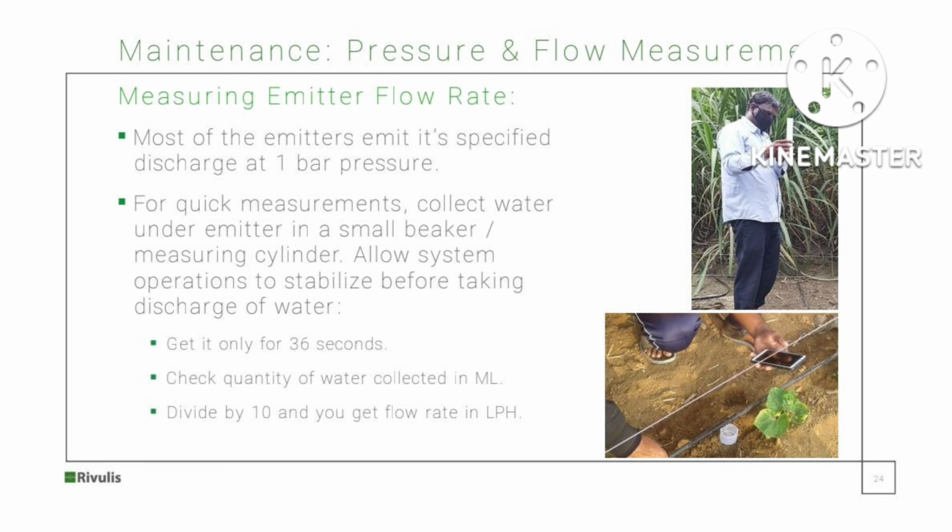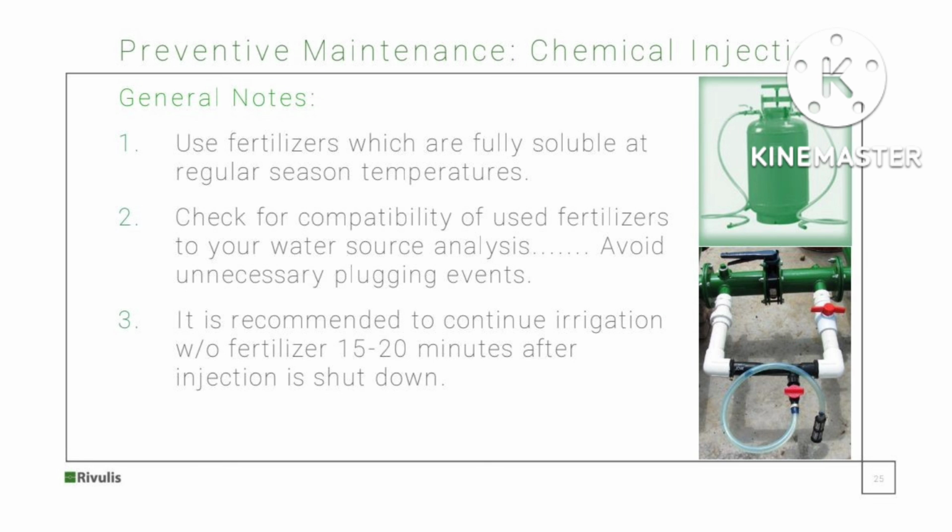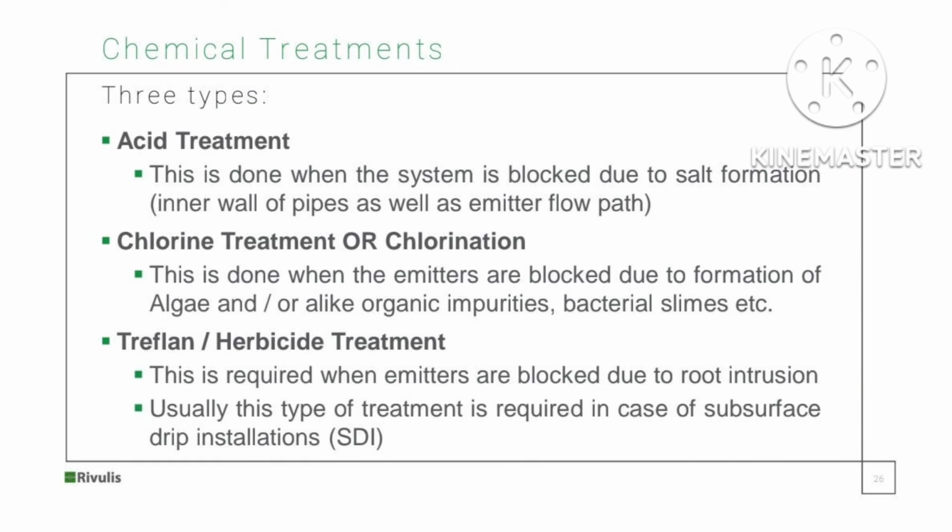Measuring emitter flow rate. Most emitters emit their specified discharge at 1 bar pressure. Check the quantity of water collected in ml. For maintenance of drip, it should also be checked. Preventive maintenance, chemical injector: use fertilizers which are fully soluble at regular season temperature. Check the compatibility of your fertilizer.